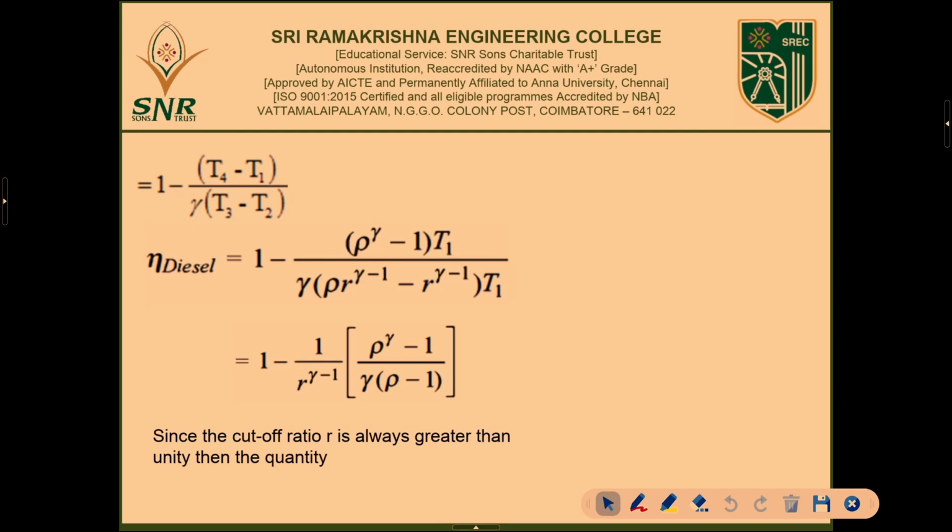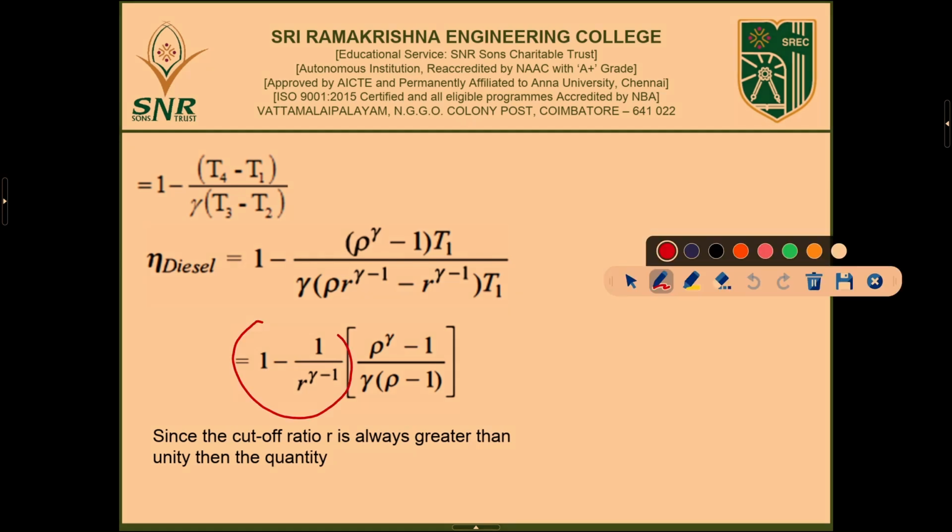This is the final equation: 1 minus 1 divided by r power gamma minus 1, times rho power gamma minus 1 divided by gamma into rho minus 1. In this equation you can multiply the gamma inside, nothing wrong in it. Compare it with the air standard efficiency equation of the Otto cycle. Do you remember 1 minus 1 divided by r power gamma minus 1? It is the same equation we saw in the previous video lecture on the Otto cycle.